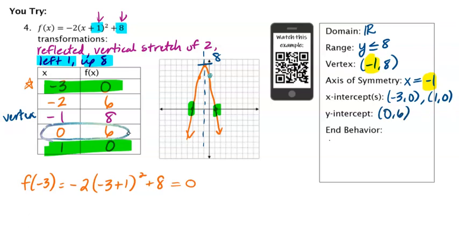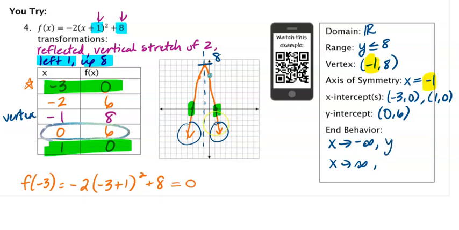And then last but not least, we have our end behavior. So I'm going to put in our automatic x statements as x goes to the left and as x goes to the right. It's actually both going to be the same because if you look at our two arrows here, they're both pointing down. So that means both of our y statements are going to be to negative infinity.